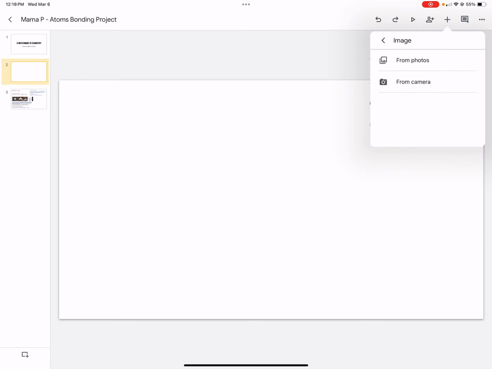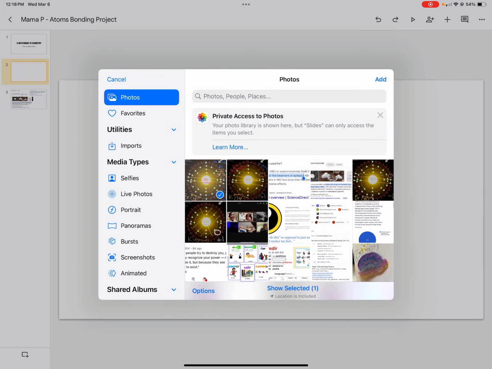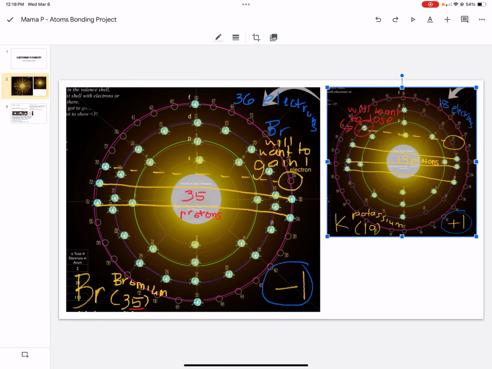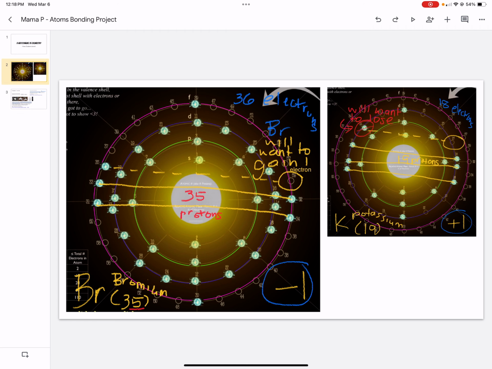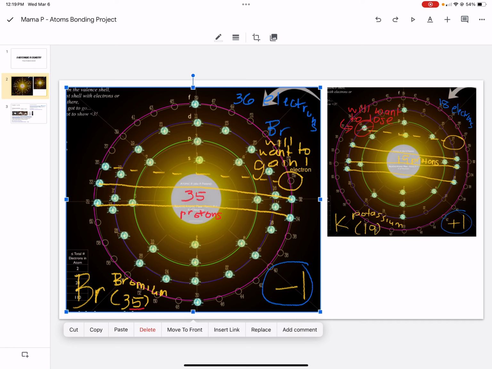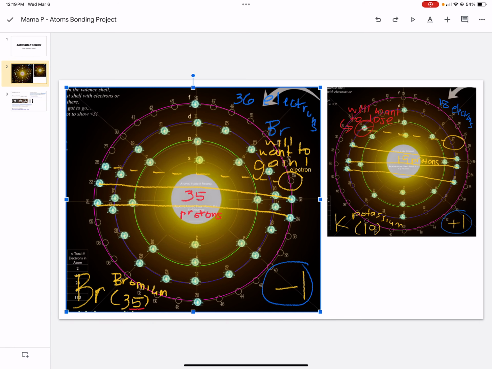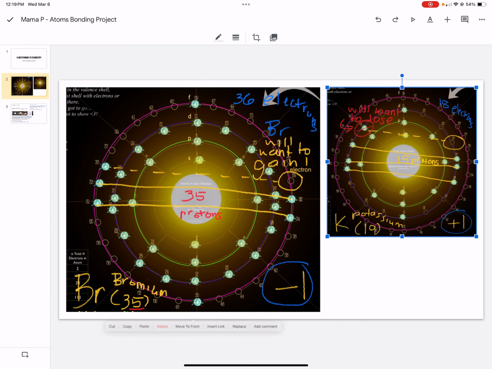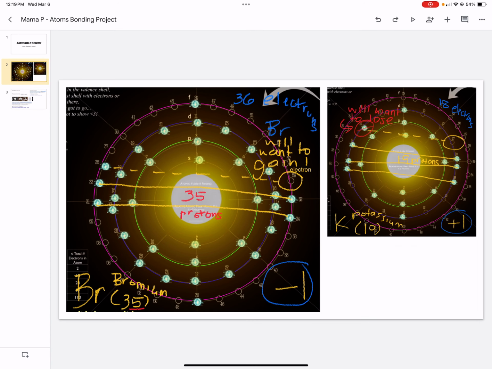Then I go down to image from photos, and then I click those images that I just screenshot and wrote over. So now I have my really cool electron configuration chart. And now, actually, it already did it for me, but I was going to say whatever the bigger atom is, make that bigger. Because in real life, it actually is going to be bigger. So in this case, bromium is the bigger one. And potassium is the smaller one because it has 19 protons, and bromium has 35.